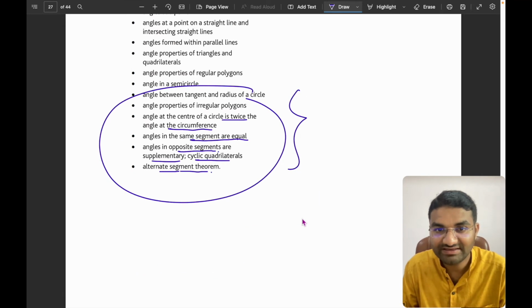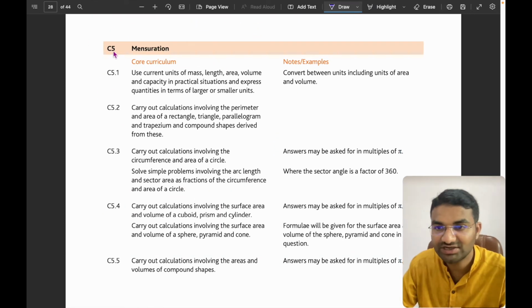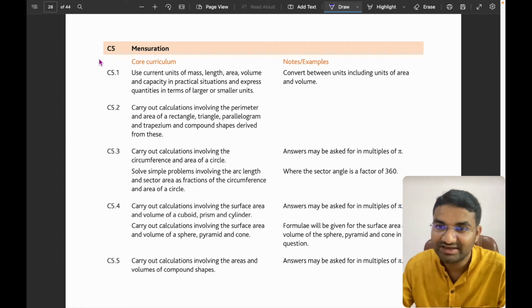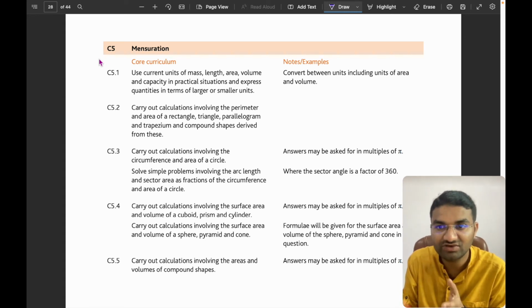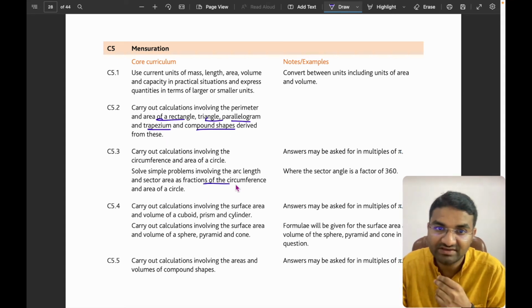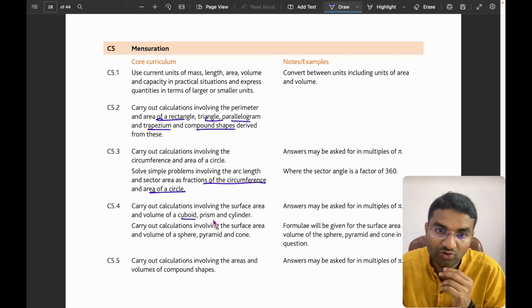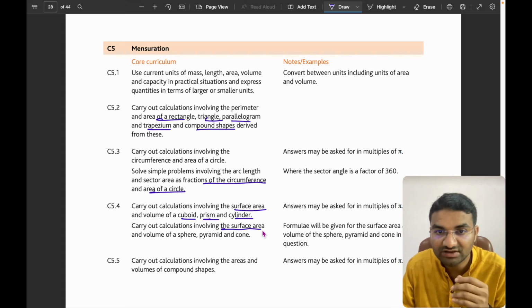Fine. Then next, moving ahead with the next topic, that's mensuration. The mensuration part is just mass, length, area, volume, capacity, and the use of these topics in real-life situations. Then area of rectangle, triangle, parallelogram, trapezium, compound shapes. Then circumference and area of the circle, cuboid, prism, cylinder, their surface area, their volume even, and surface area and volume of a sphere, pyramid and cone.